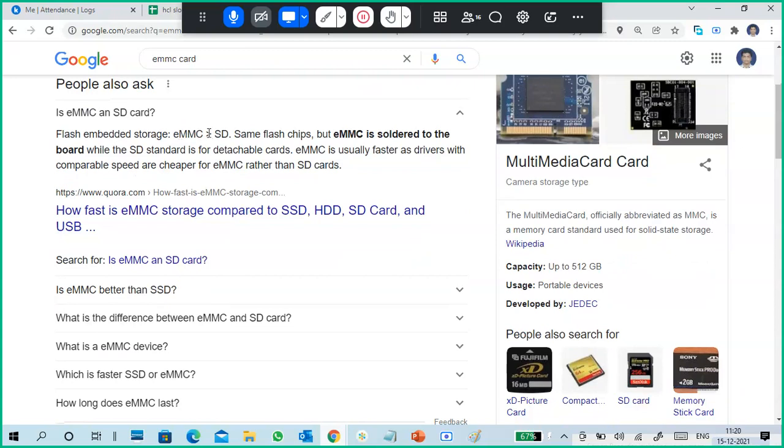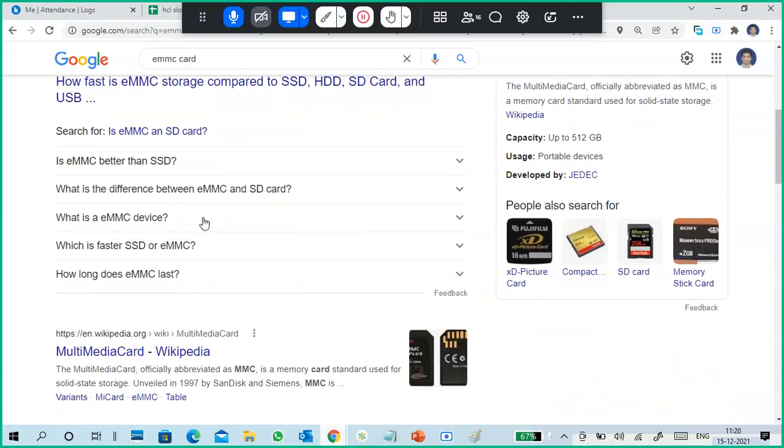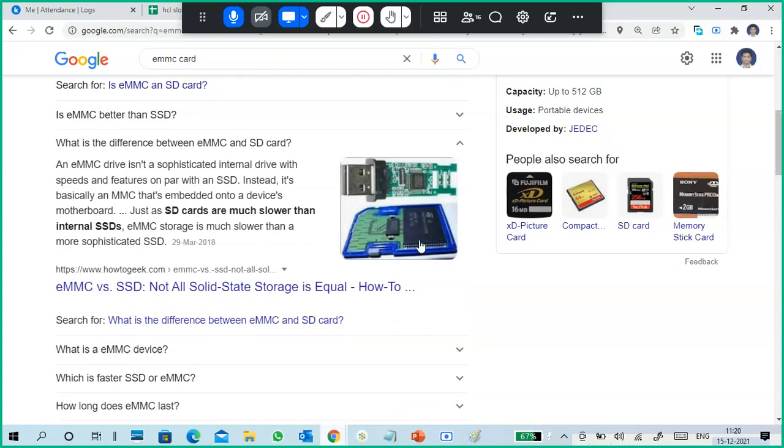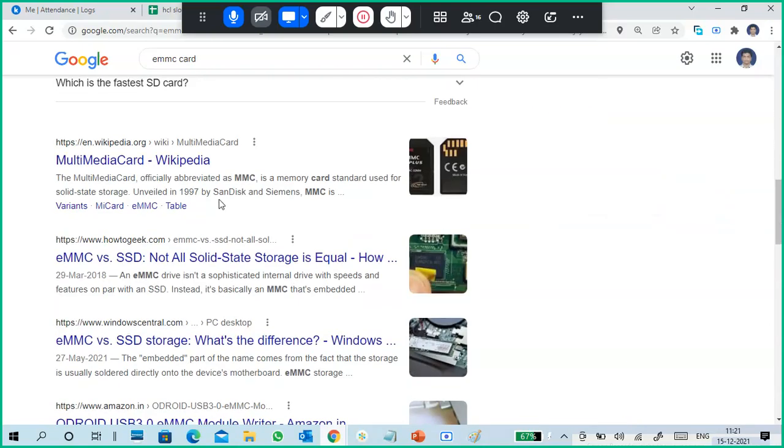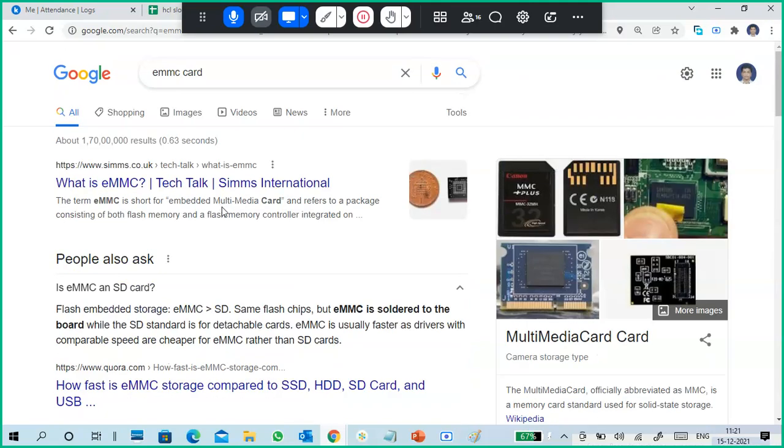eMMC and SD card both are cards with the same flash chip, but eMMC is soldered to the board, while an SD card is a detachable card. So they are just different cards. Very simple. It looks like a memory card only, but it is a little bit bigger. Nowadays, if you buy a very cheap laptop, there are embedded multimedia cards, very mini laptops.